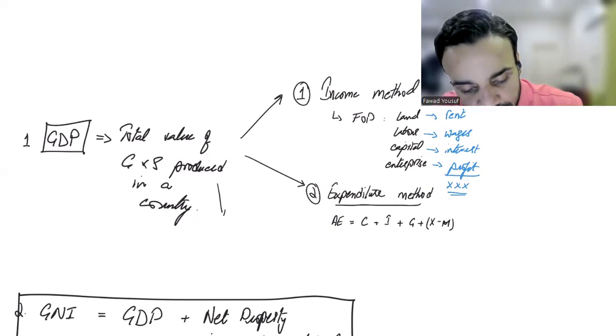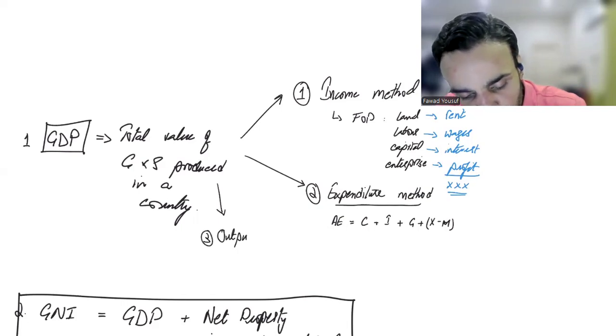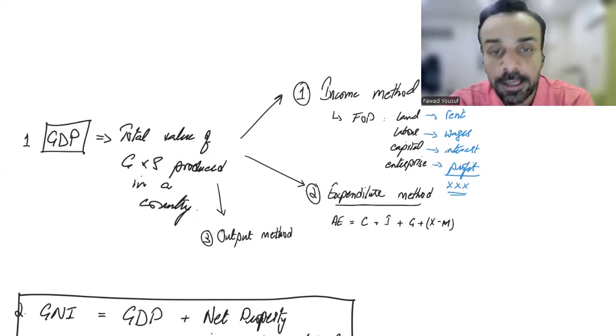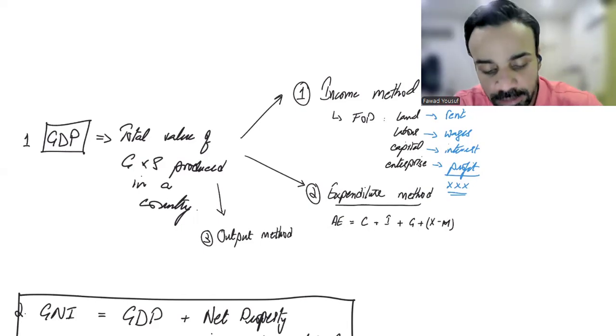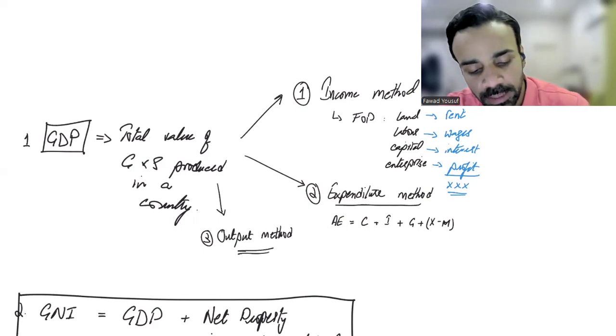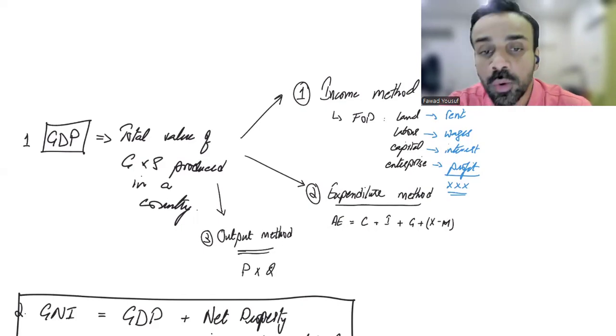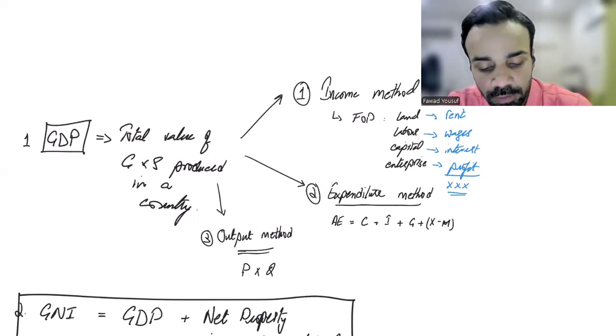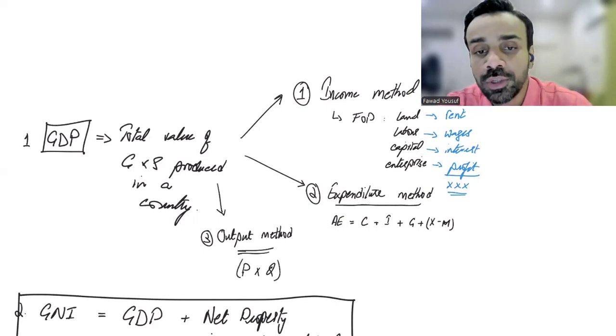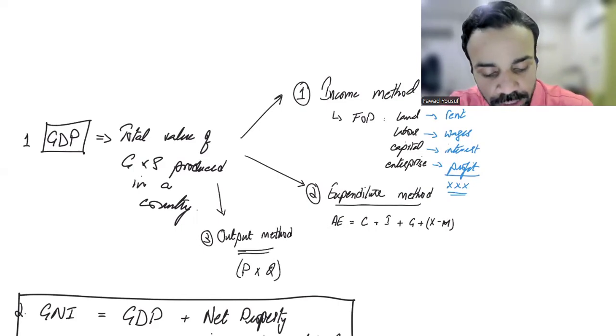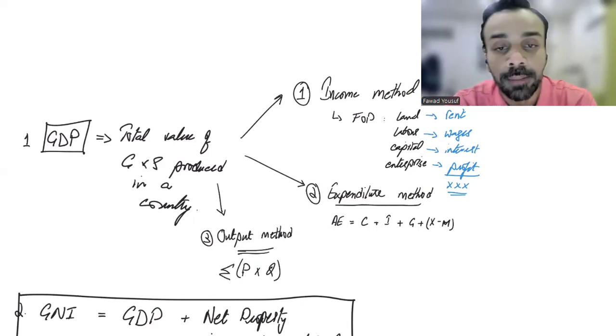The third method that we have is called the output method. तो एक एक mark के लिए I think these are reasonable explanations for knowledge and understanding. Output method के अंदर basically what we do is we take the current price of the good and we multiply it with the quantity produced. And we do that for all the goods and services produced in the country, and we sum it up.